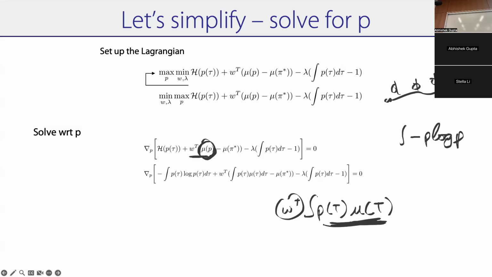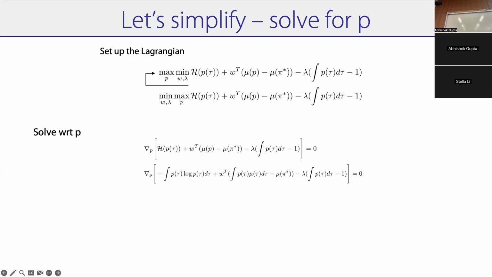It is like average features. This is like the feature of a trajectory. This is the likelihood of a trajectory. This integral is average features. And so we're just going to expand the first and the second term, and then we're going to take the derivative. So you don't necessarily have to follow everything. It doesn't matter. Just get the vibes, right?